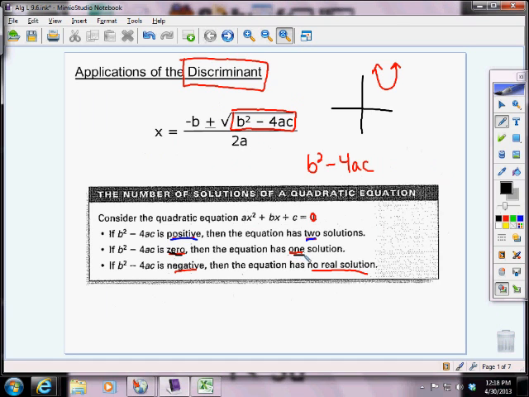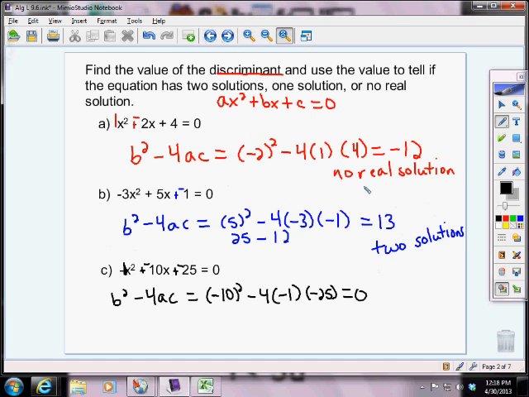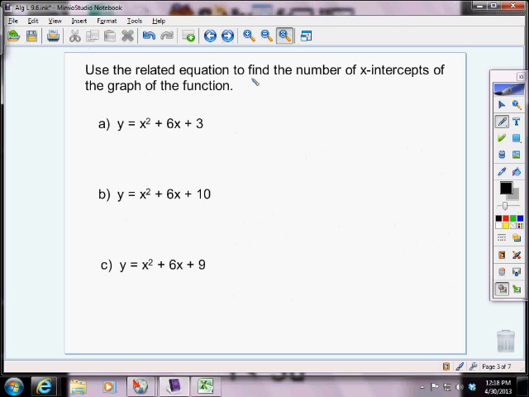One solution. It's going to hit the x-axis right at the vertex. Okay, so the discriminant tells us how many solutions we're looking for. Let's look at another example. It says use the related equation to find the number of x-intercepts of the graph of the function.